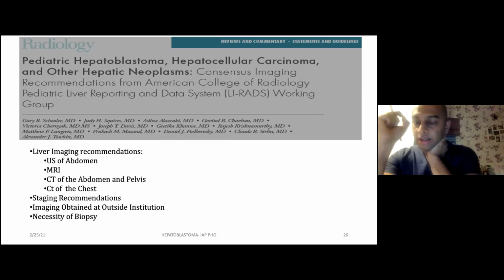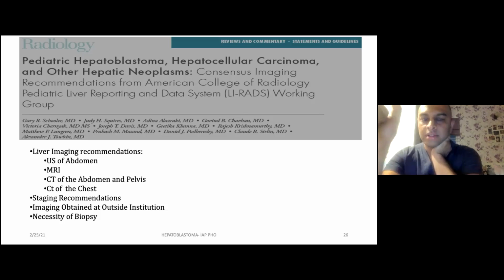But if you are looking for small foci, residual foci in the other segments, MRI is the modality of choice because CT with contrast can miss small lesions. Now, coming to CT of chest, whenever we diagnose a hepatoblastoma, it is recommended to go for a CT of chest, at least in the initial staging phase. In the follow-up, CT of the chest is recommended only if we have rising AFP counts or if the suspicion of metastasis is high. That is your imaging recommendations.